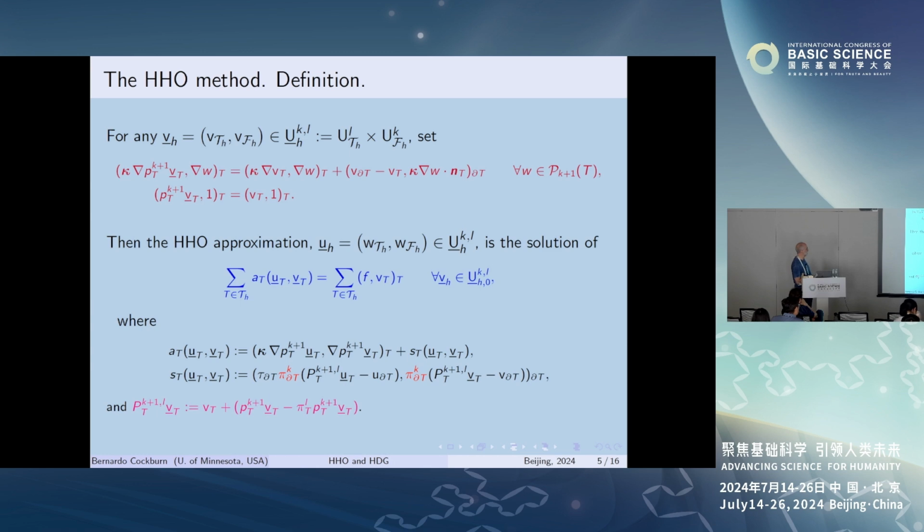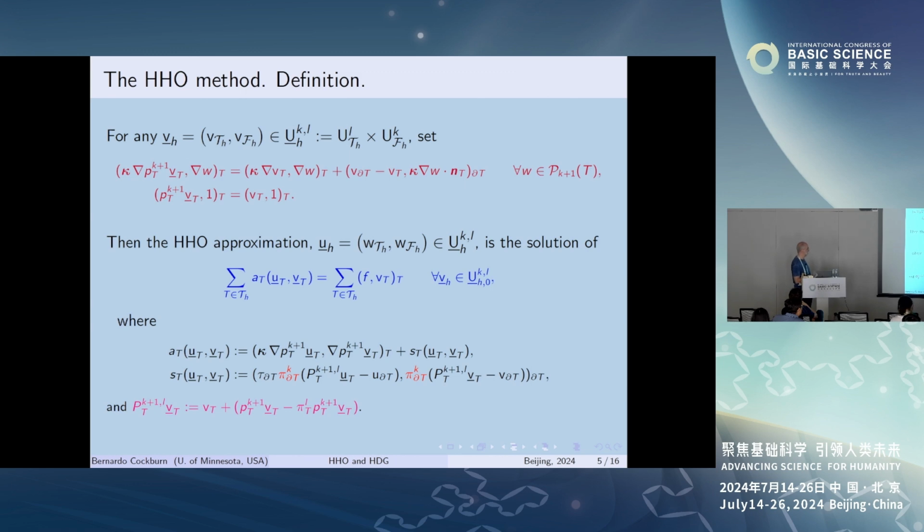A_T is a bilinear form, and this is just the L2 inner product of F and V_T. And this bilinear form is kind of tricky, so bear with me. It has two parts. The first part is kappa, the gradient of U, so this gradient here of U, times the gradient of V. V is a test function, but it satisfies this equation. So this is the part that gives consistency to this term.